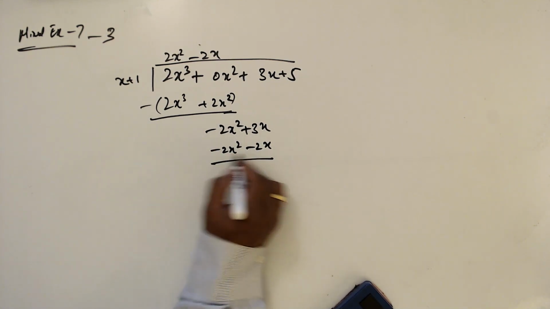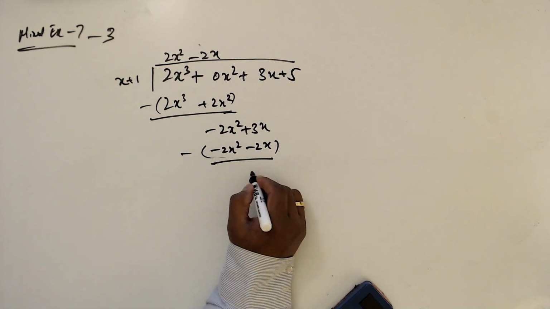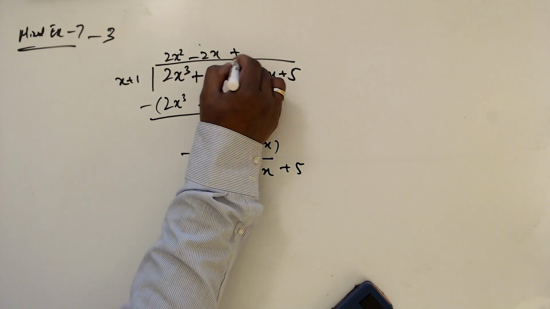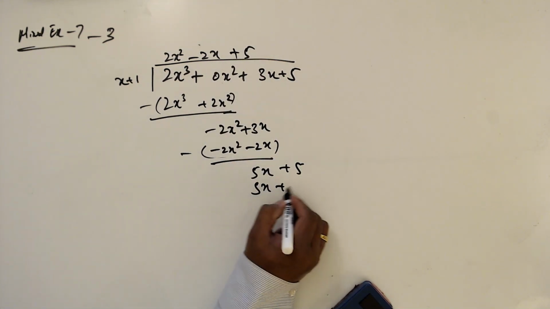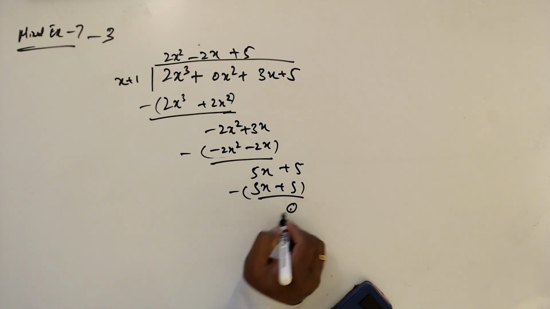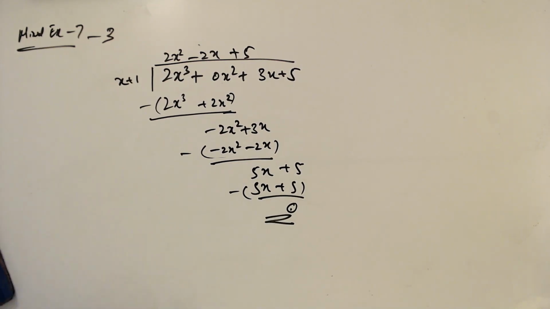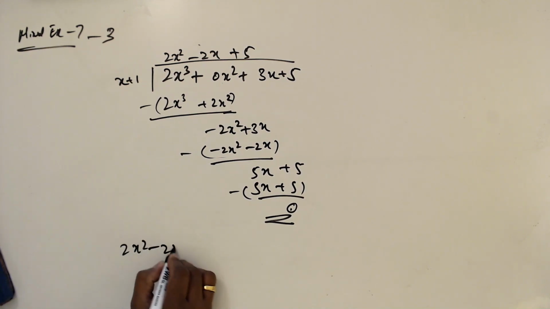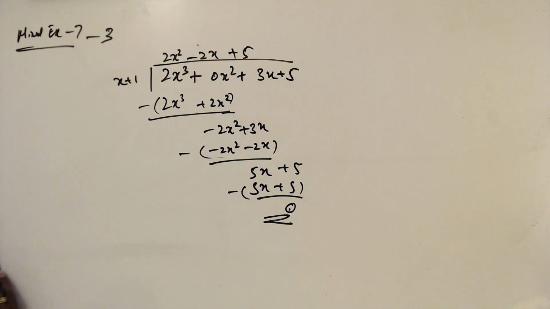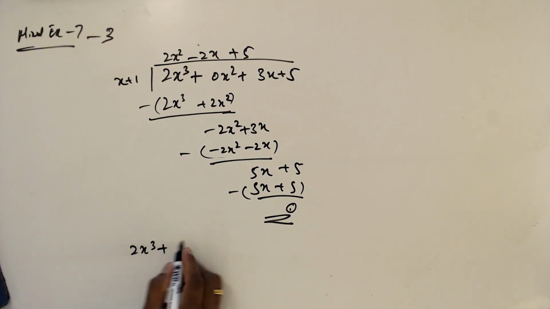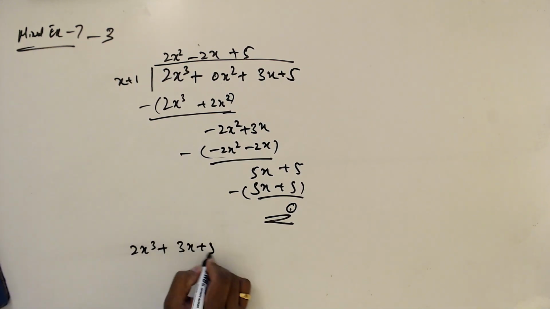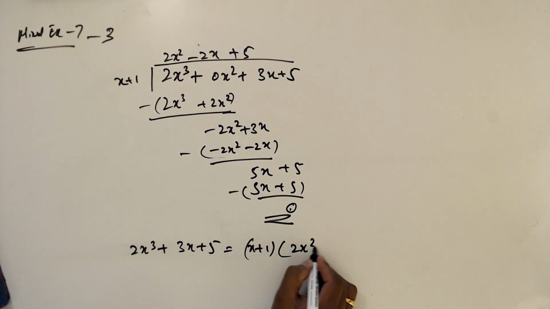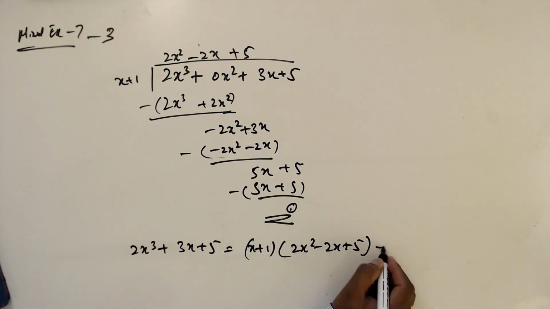Minus 2x. When you subtract those two together, this is going to be 5x, and I'll bring 5 down, and this is going to be 5. 5x plus 5. When you subtract, the answer is 0. So 2x cubed plus 3x plus 5 equals x plus 1 times 2x squared minus 2x plus 5, plus 0.